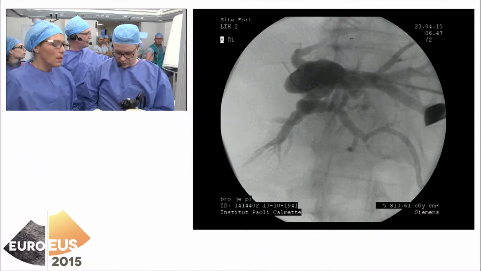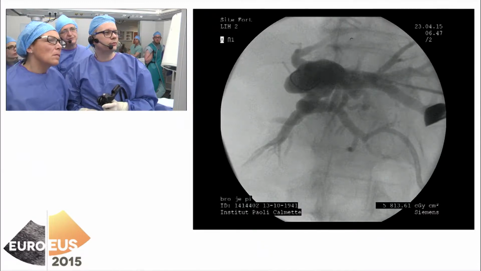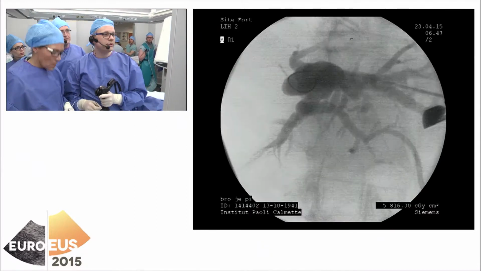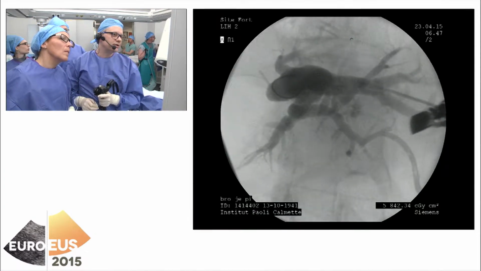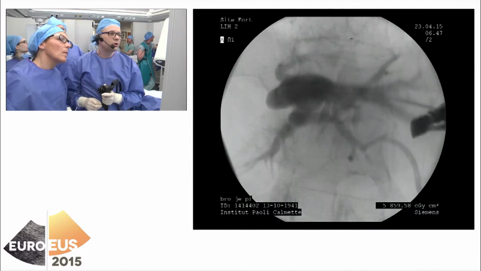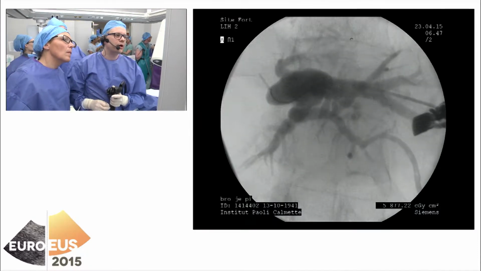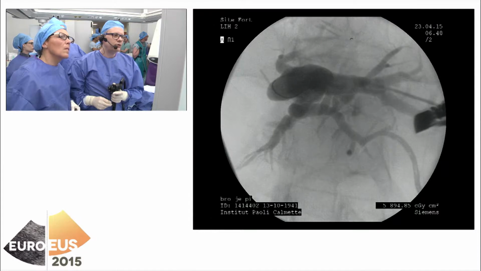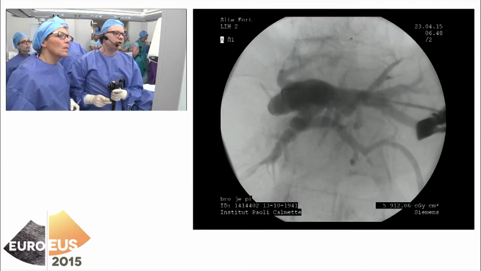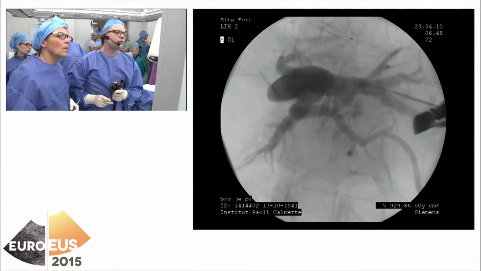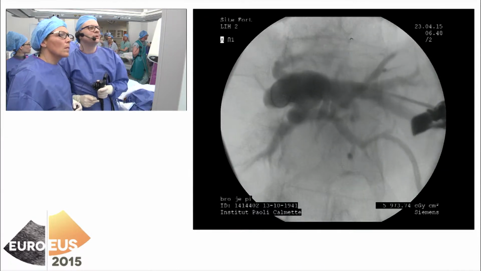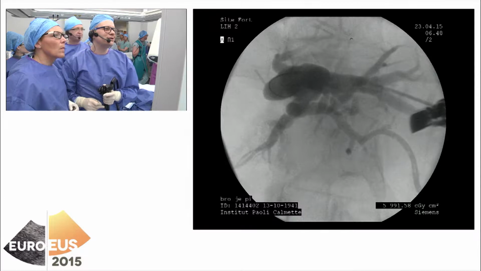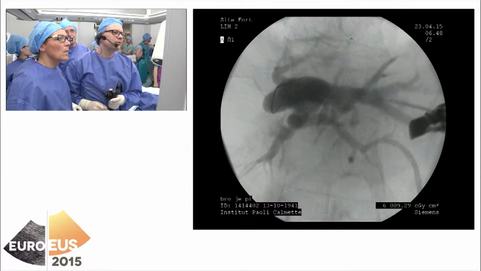Encore un peu. The difficulty here is you have no opacification of the common bile duct to have an idea where the structure is. So Sonia tries blindly to find the orifice, but at this time it's always the same result in this patient.